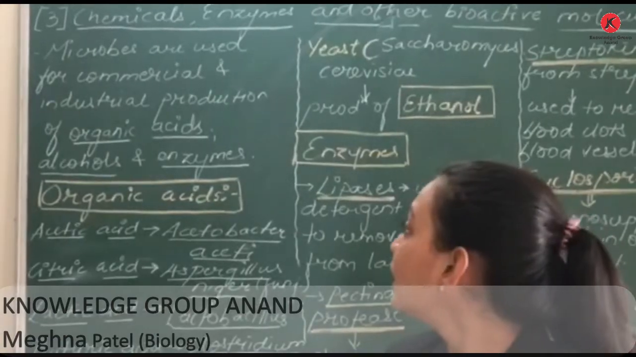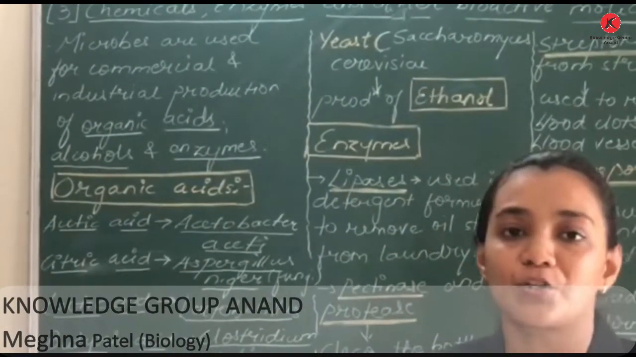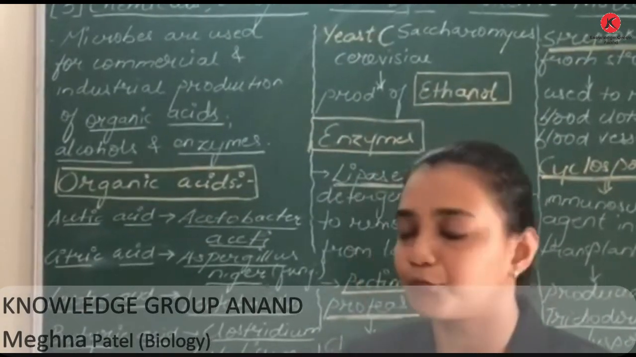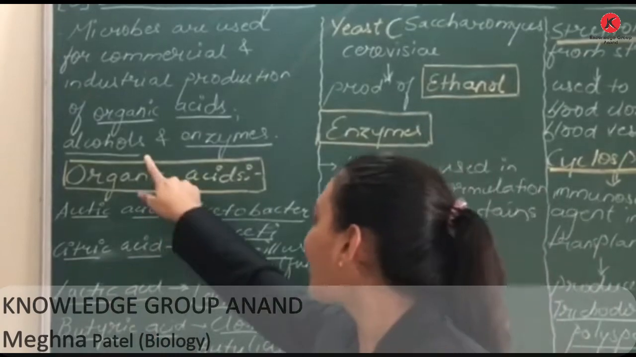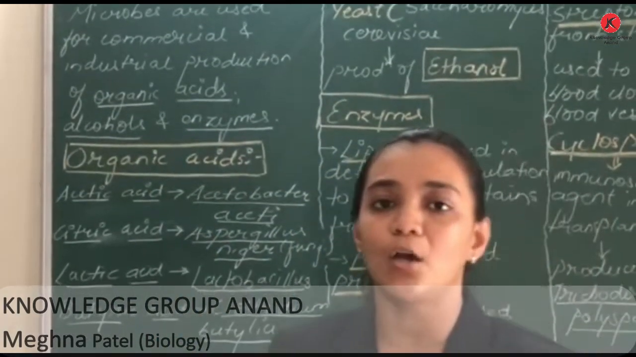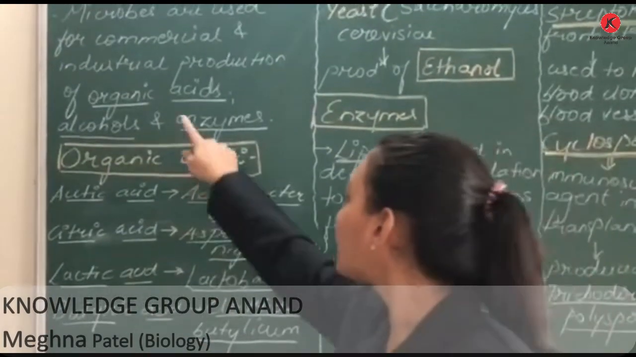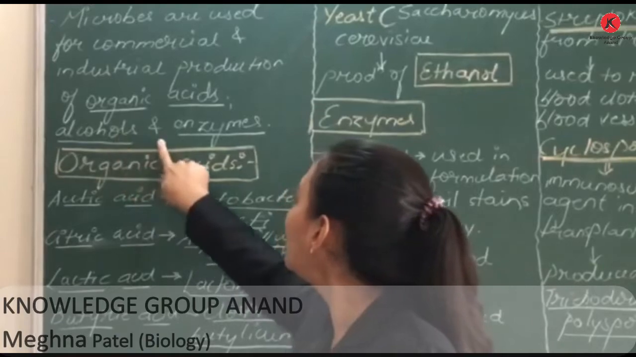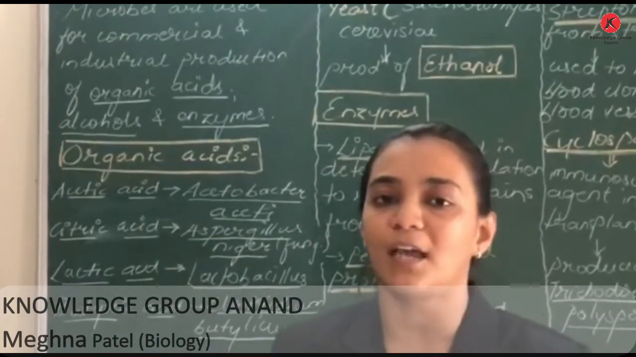So first, microbes are used for the commercial and industrial production of three important things. The first one is organic acids, the other is alcohol, and the third is enzymes. For making all these three things, microorganisms are used: organic acids, alcohol and enzymes. Let us first talk about the organic acids.